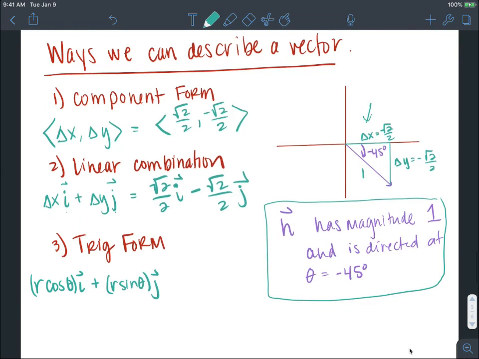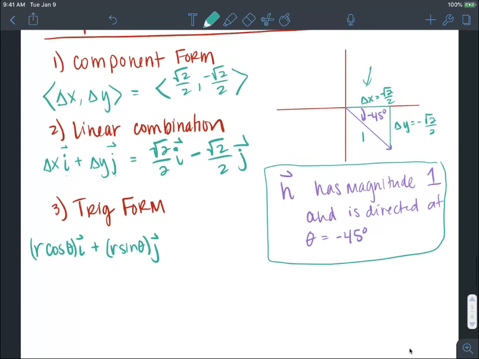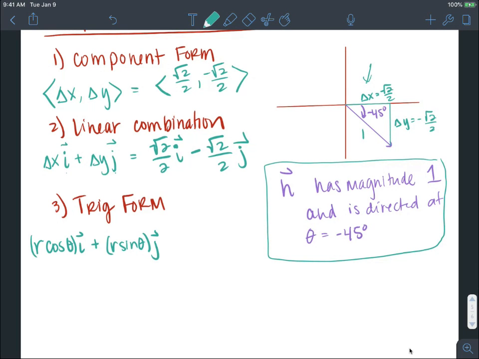Okay. Now the trig form of a vector is basically a different way to write a linear combination, but how did we get the value of root 2 over 2? Well, remember it is r cosine theta, so our magnitude was 1 times the cosine of negative 45 degrees times the vector i, minus or plus 1 times the sine of negative 45 degrees times j. You can evaluate these and then it'll give you the linear combination.